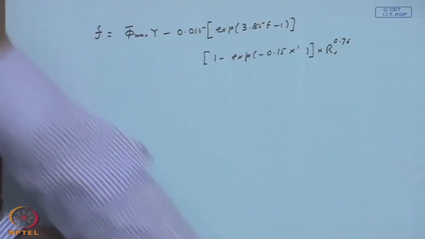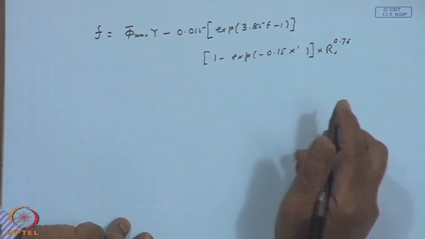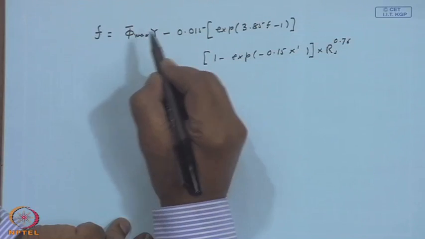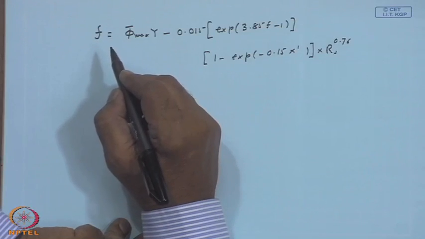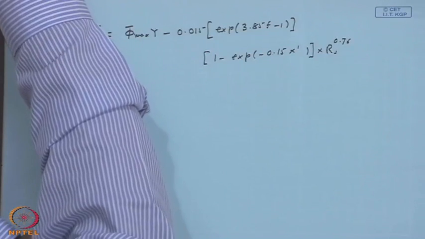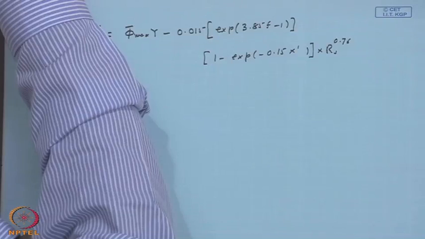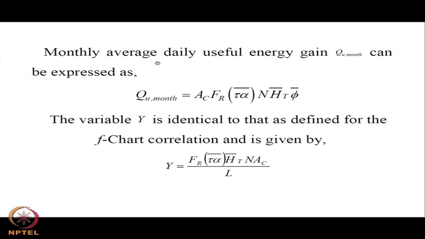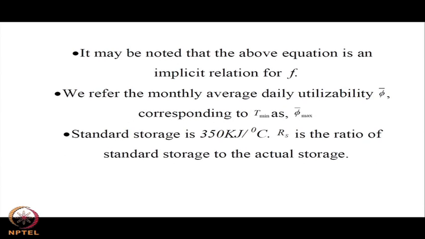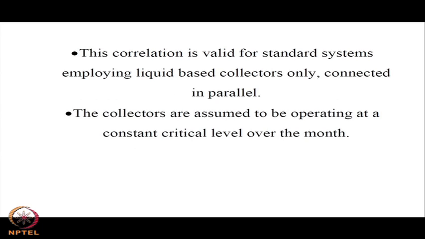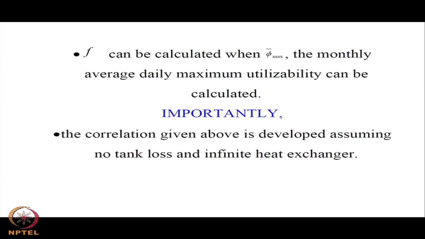This correlation is an implicit relation, and you have got phi bar max, which combines the solar radiation statistics with the operating parameters yet to be evaluated, and all the collectors are in parallel. And it operates at a constant critical level. And lastly, this assumes an infinite heat exchanger and no tank losses.